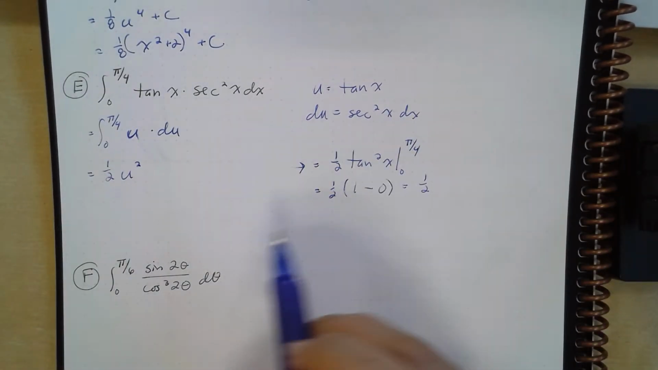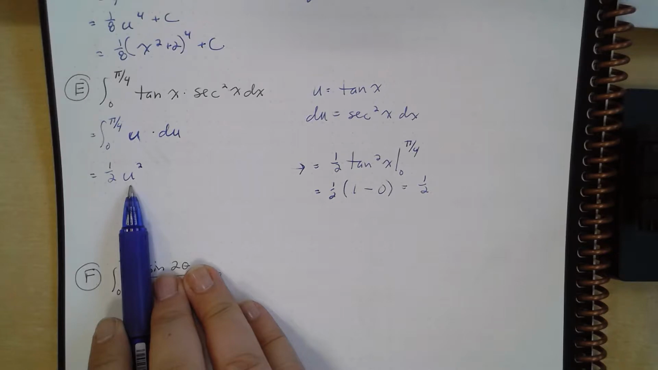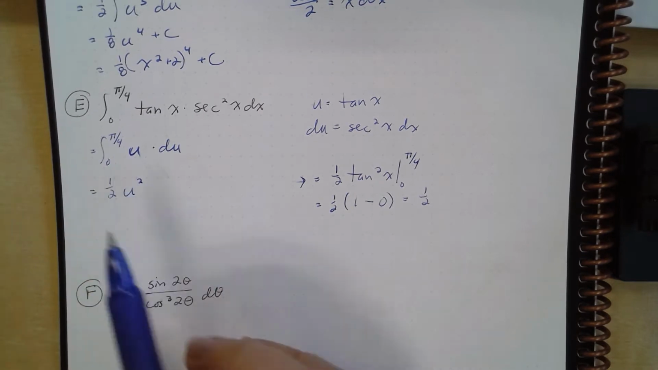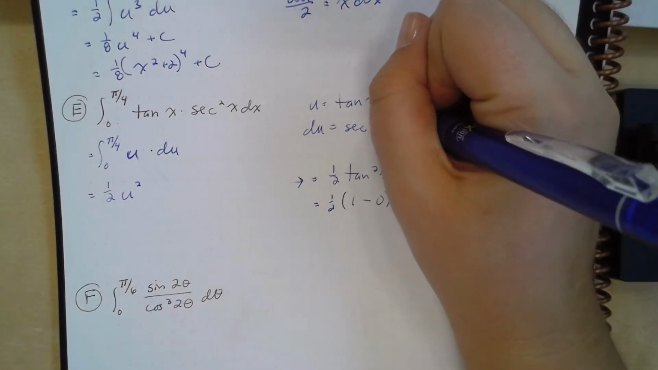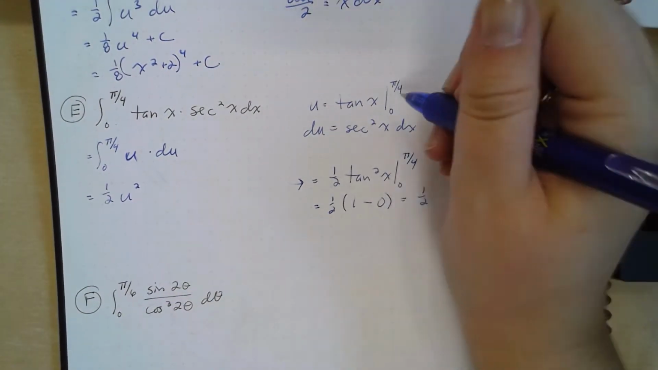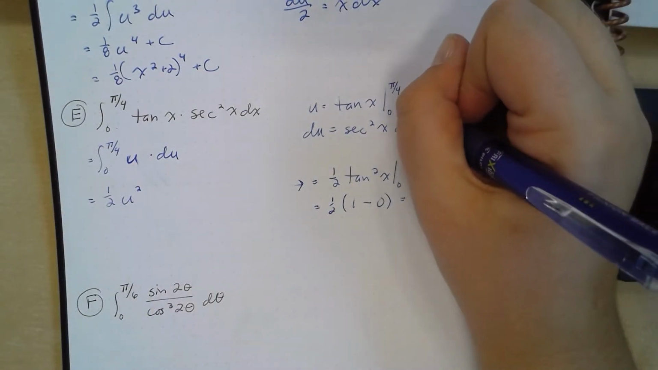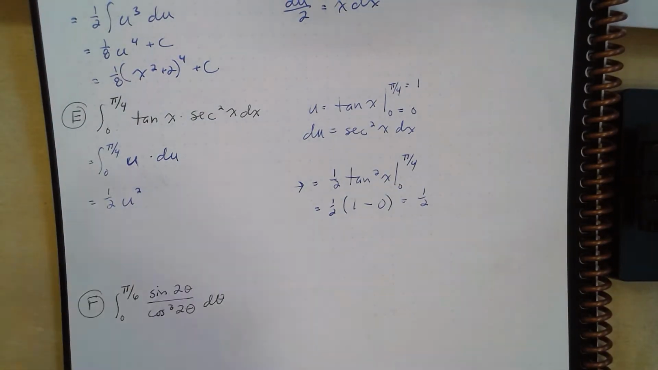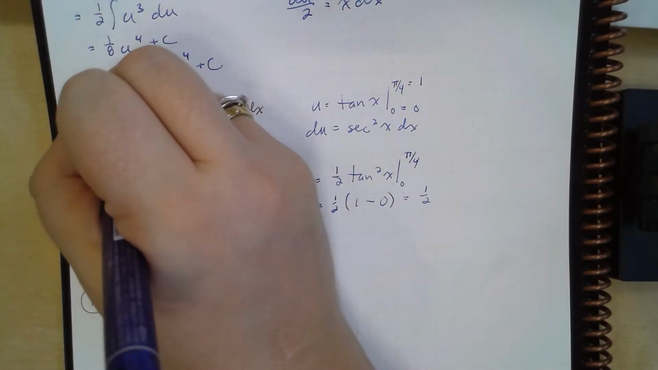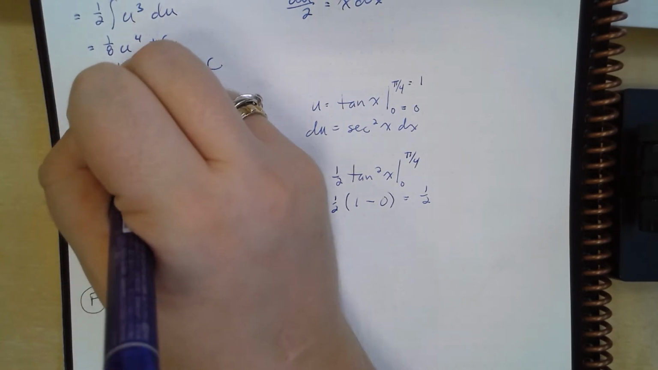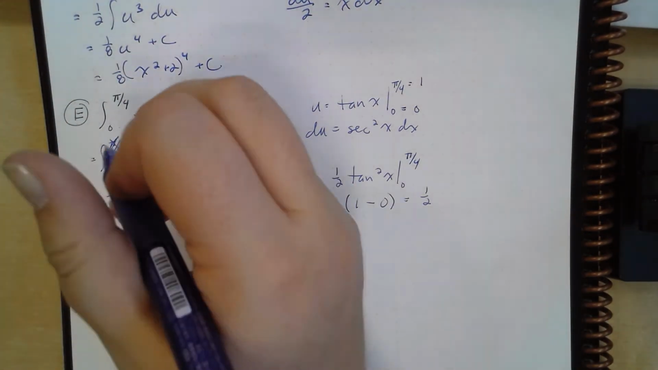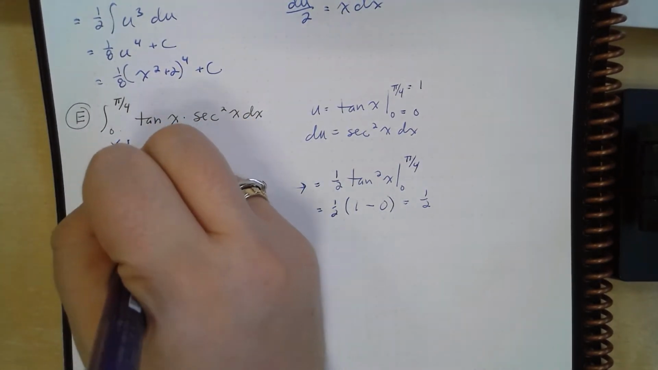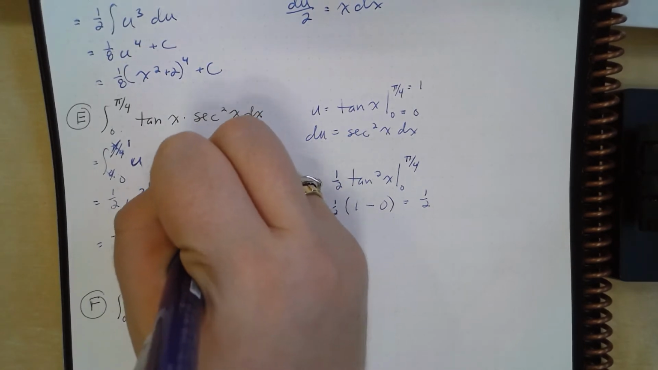But there's another way to do this. Rather than substituting the tangent back in for u, what we can actually do is change the parameters of our boundaries. So if I substitute in 0, the tangent of 0 is equal to 0, the tangent of pi over 4 is equal to 1. I can evaluate this, instead of from 0 to pi over 4, from 0 to 1. And then I don't have to substitute back in at all, right? So this is just going to be equal to 1/2 times 1 minus 0, which equals 1/2.